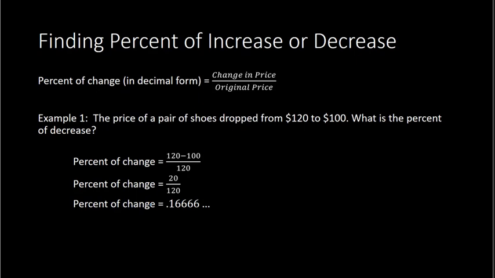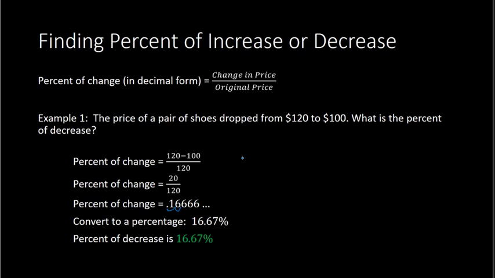So I move the decimal place over 2 places, 1, 2, to get 16.666%, which would round to 16.67%. So the percent of decrease would be 16.67%.